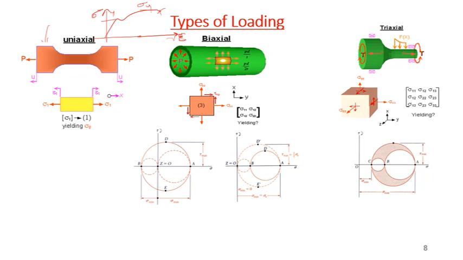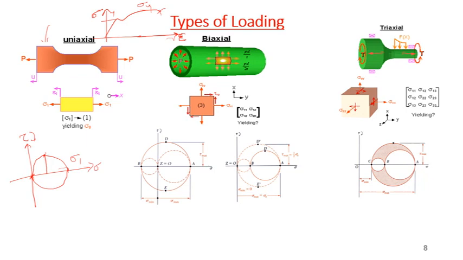Now if I plot the Mohr circle for this one, that is sigma 1. That's it. The other values, sigma 2 and sigma 3, or sigma B and C, will be 0. And this is the Mohr circle for the uniaxial loading case.